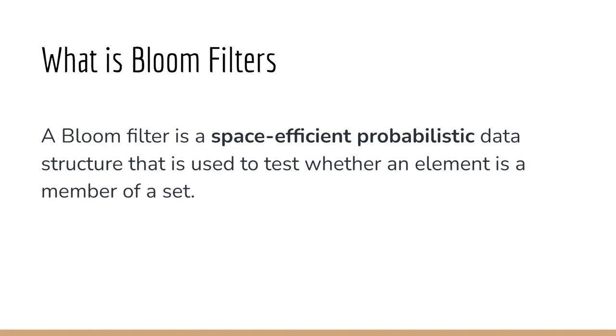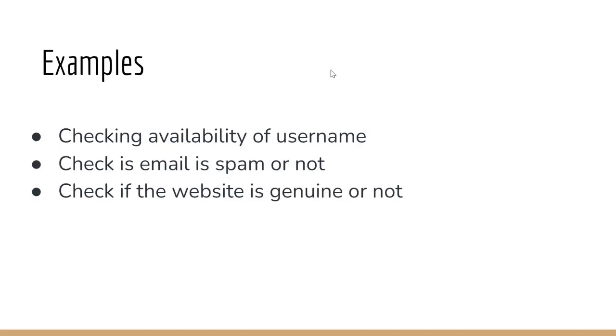First of all, let's move to the examples where this can be applied. For example, you are given a list of usernames that already exist, and a user needs to create a new username, so he can check whether the username he is going to create already exists or not. Another one, again, whether an email is spam or not. Third, you are given a dataset containing all the websites that are genuine. Now you are given a random website domain, and you need to check whether it is a genuine or fake website.